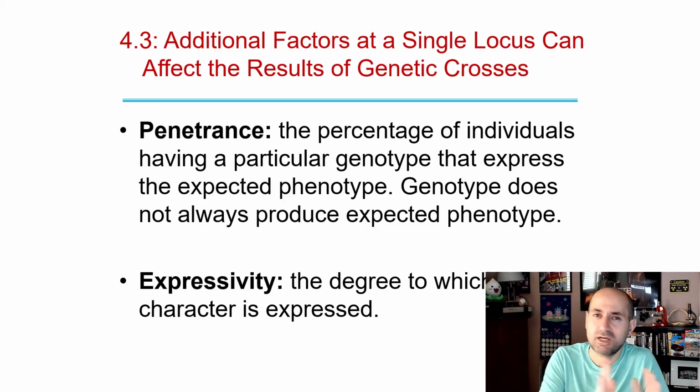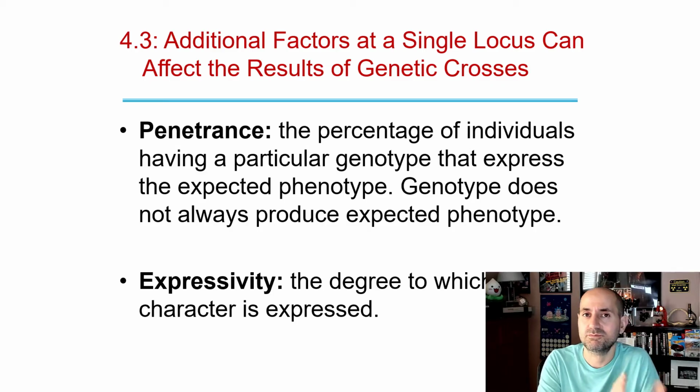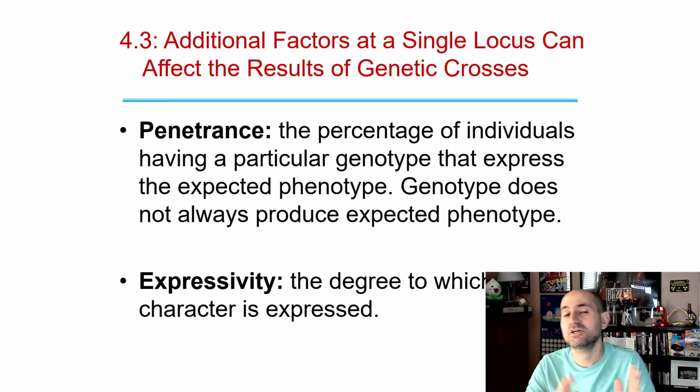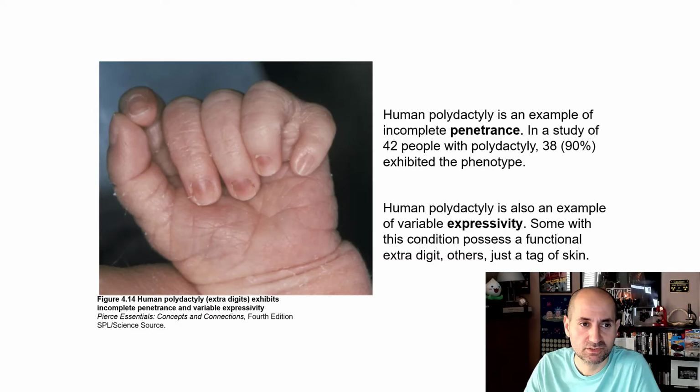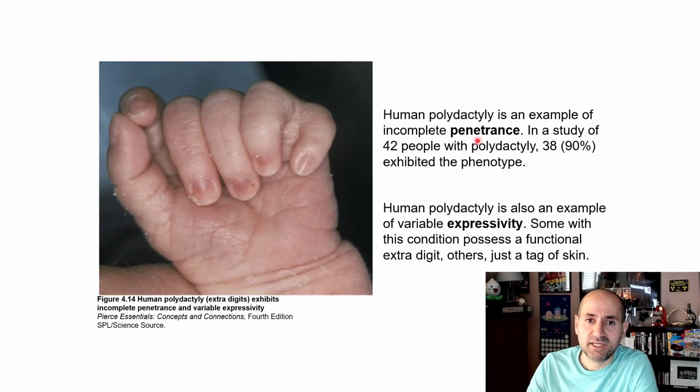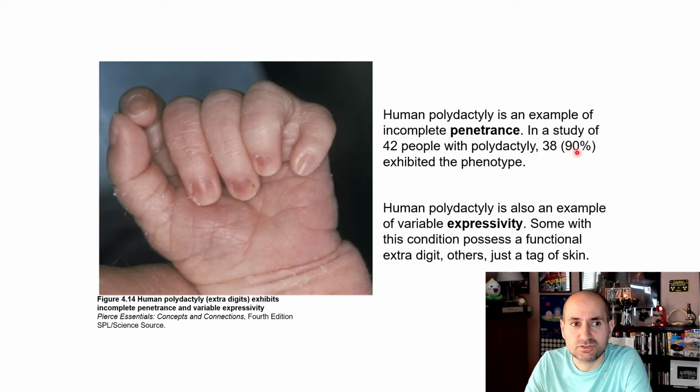In some people, it might not be very well defined at all. It might be a minor phenotype, and in others, it might be a major phenotype. So let's look at an example with human polydactyly. With human polydactyly, you have an extra finger, and the penetrance is about 90%. That means of the people with this human polydactyly gene, only about 90% show polydactyly.